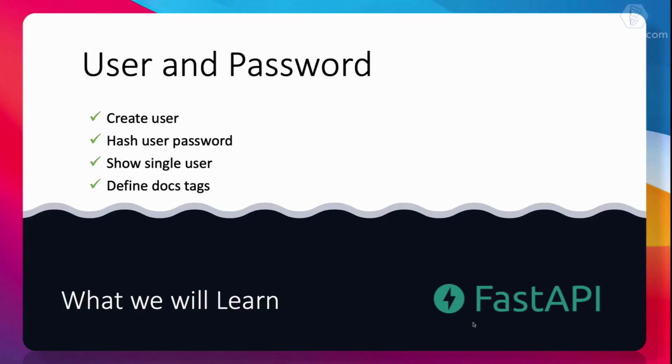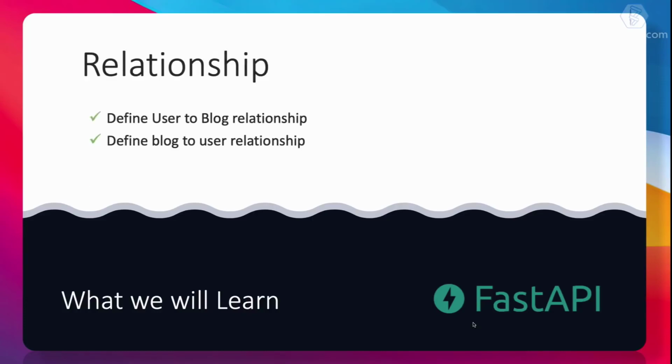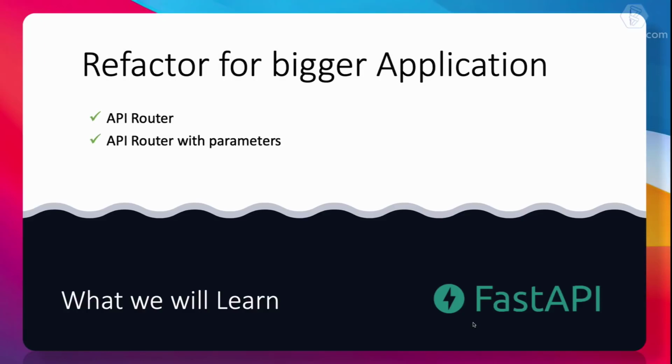That's an amazing feature. Next is a great thing called relationship. Since we are using SQLAlchemy, and SQLAlchemy provides the relationship between the blog and the user, we are going to create the two-way relationship in FastAPI. Next we are going to talk about refactoring for the bigger application. So yes, we are going to start the application in a very funky way.